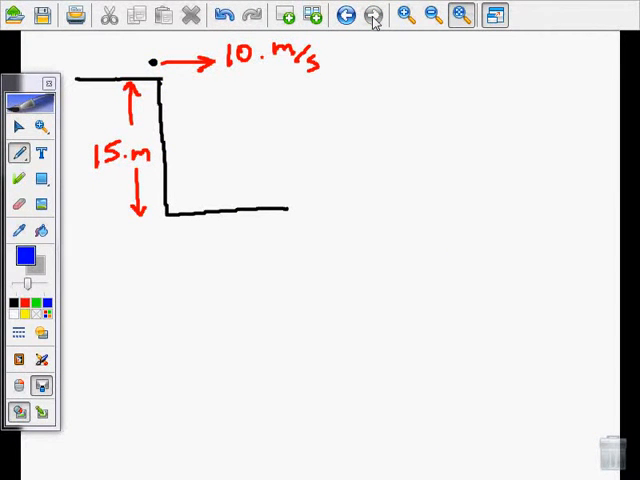Let's say there's a cliff and a student stands on top of the cliff and throws a rock horizontally. And of course, in later lessons, we're going to work out how to solve the problems when the projectile is thrown at an angle. But for now, we're starting off with horizontally thrown projectiles. And let's say we want to figure out how far away from the base of the cliff the rock lands.